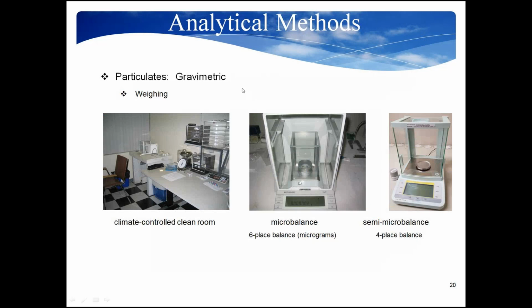So for particulate matter, we use the gravimetric method. Essentially, all we're doing is weighing the filter prior to use and post-sampling to get the mass of the dust loading. And here's an example, the first picture of a climate-controlled clean room, so we want to minimize dust contamination. Here at Arizona, we have two balances that we use: a microbalance to the microgram range, a 6-place balance, and we also have a semi-microbalance to 4 decimal places.